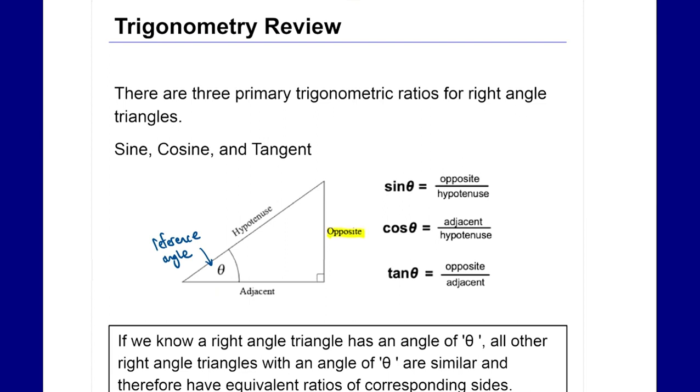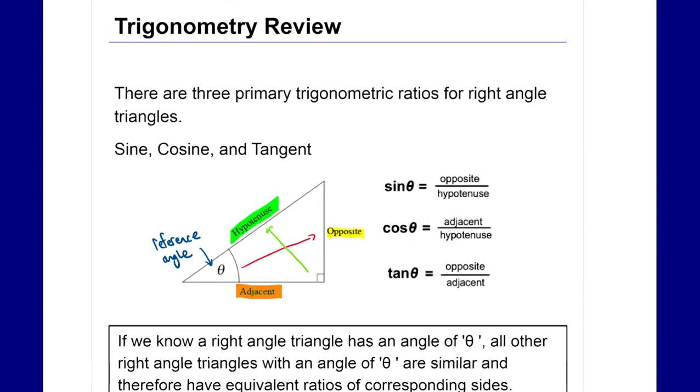So we have our opposite, which is across from our angle, or our reference angle. We have our hypotenuse, which is across from the 90-degree angle, or you could think of it as the longest side. And then you have the adjacent, which is beside our reference angle. Or once we find the opposite and hypotenuse, it's the only other side left. The three trig ratios: sine, cos, and tan.